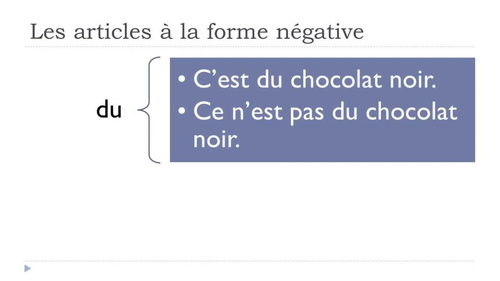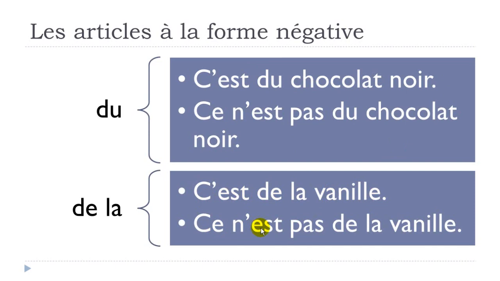So, du, same thing, c'est du chocolat noir, okay, chocolate, and then noir, it's black, so dark if you want. C'est du chocolat noir, okay, négation, ce n'est pas du chocolat noir, okay, so here we've got the partitive and it's still the same here, du and du, okay. So, partitif féminin, c'est de la vanille, ce n'est pas de la vanille. So, de la is here, and it's still here for the negative form, okay? Vanille, vanilla.